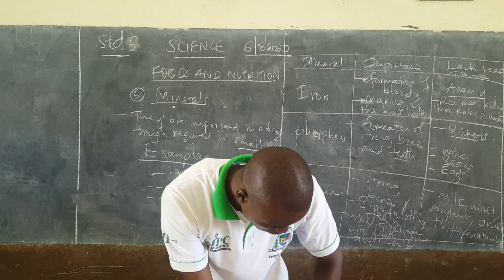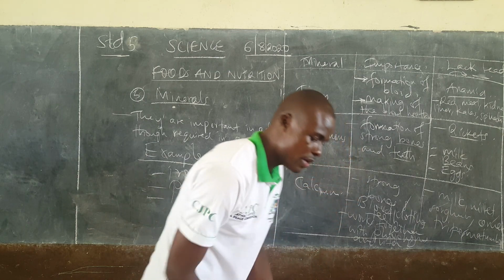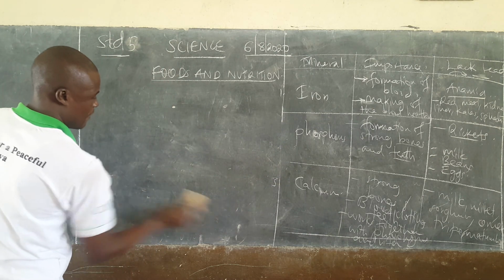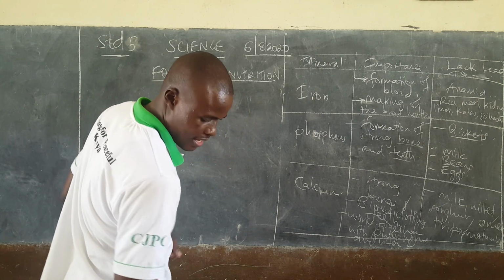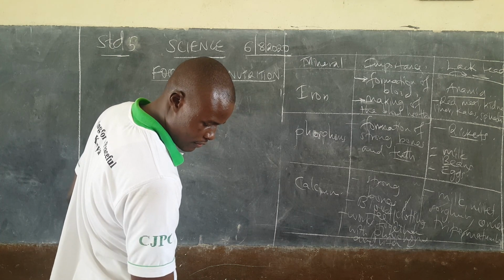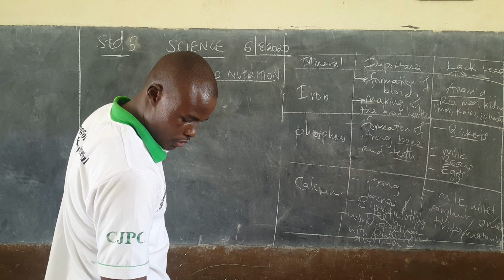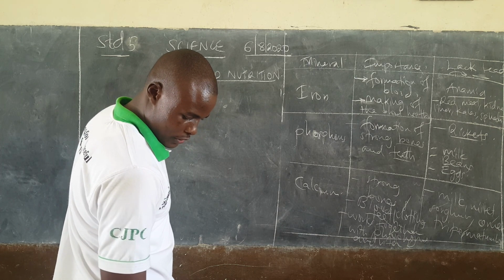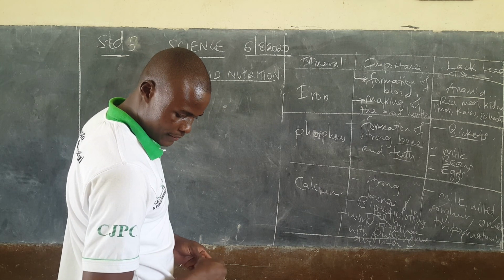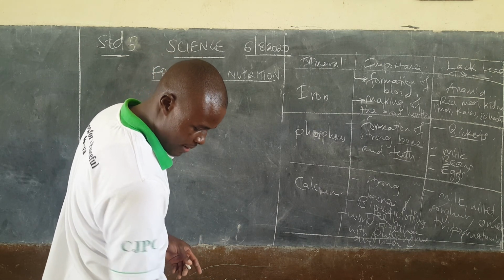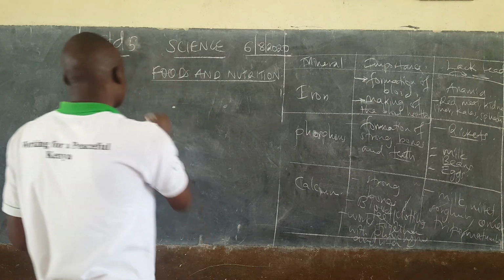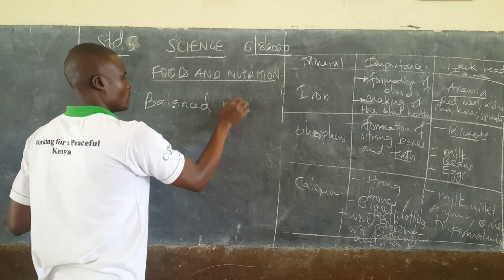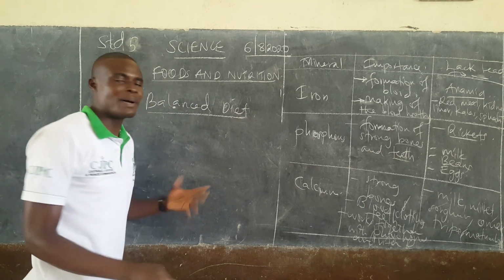You need to know something about a balanced diet. That is now where we are going to. What a balanced diet is. And then maybe after balanced diet, we can call it a day. So under balanced diet, we know what a balanced diet is.